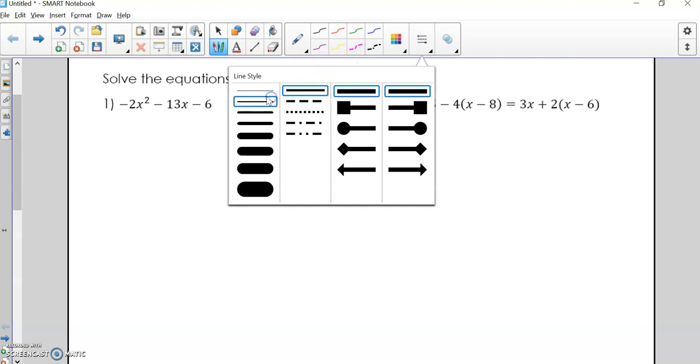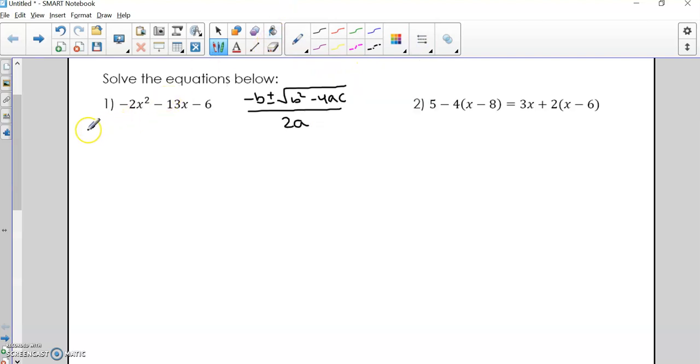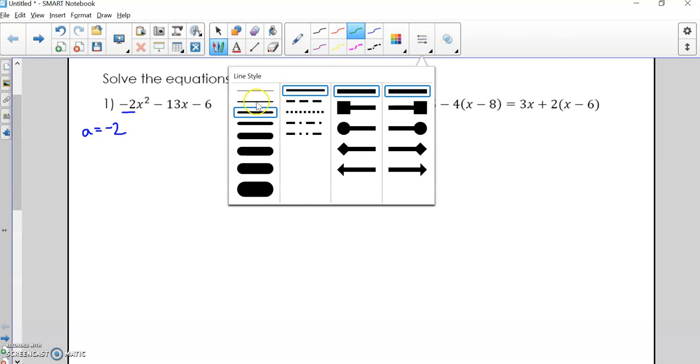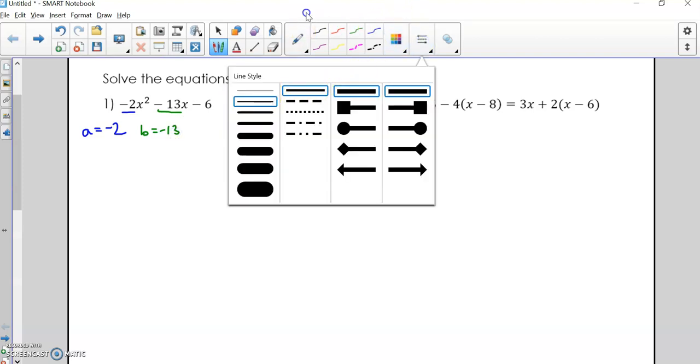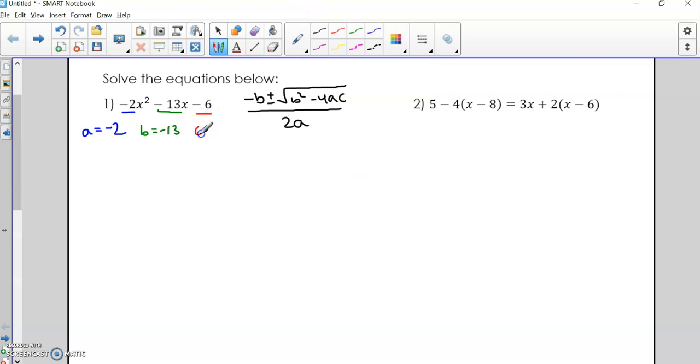in our equation. So A is the number stuck with the x squared, so it's the -2. B is going to be the number squished with the x, so -13. And then C is going to be the number that's just hanging out by itself on the outside, -6. Okay, once we have those all figured out, we can start plugging into our formula.